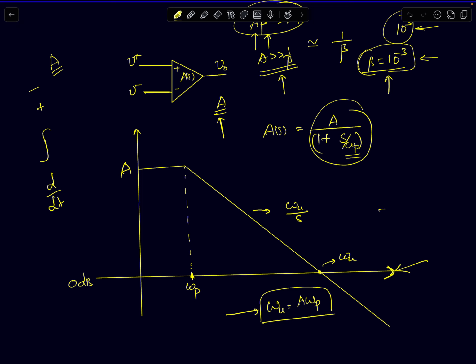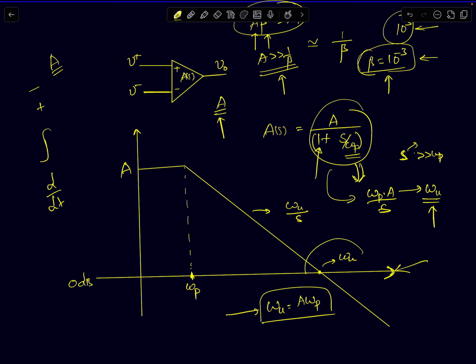You can easily find it out when I treat S as j omega. For frequencies much greater than omega p, the frequency response of the op-amp becomes equal to omega p times A by S. I can ignore 1 here, and you will get this term, A times omega p by S. So this product, DC gain times the dominant pole, is what we call the UGB, or the unity gain bandwidth of the op-amp.